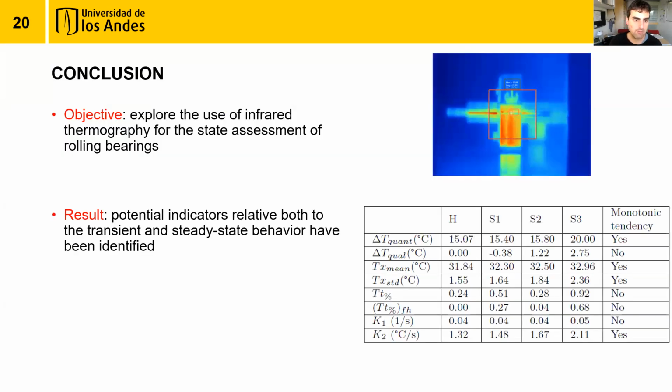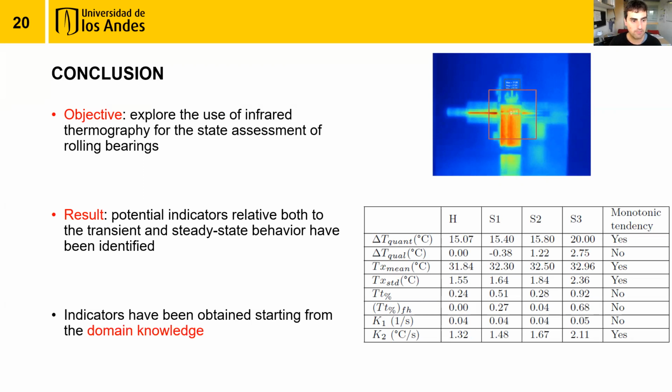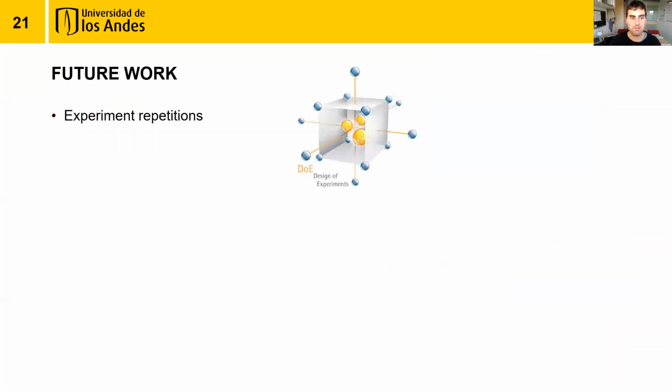So, as a summary, we explored the use of infrared thermography for the state assessment of rolling bearings. We identified some potential indicators relative to both the transient and steady state behavior. These indicators came from domain knowledge, which in other domains has been demonstrated to always have potential for state assessment problems.